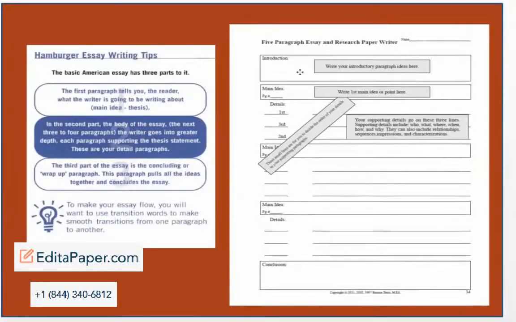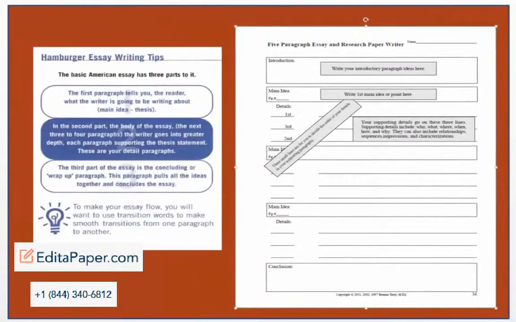So then here's the 5-paragraph essay research paper writer form, the fill in the blank, that's the example. It's in your 10 minutes to better study skills. So knowing that, we have an introductory paragraph that's going to tell us what we're going to be talking about, and then we're going to have 3 detailed paragraphs, and each detailed paragraph needs a main idea and at least 3 details, and then we'll have a concluding paragraph.